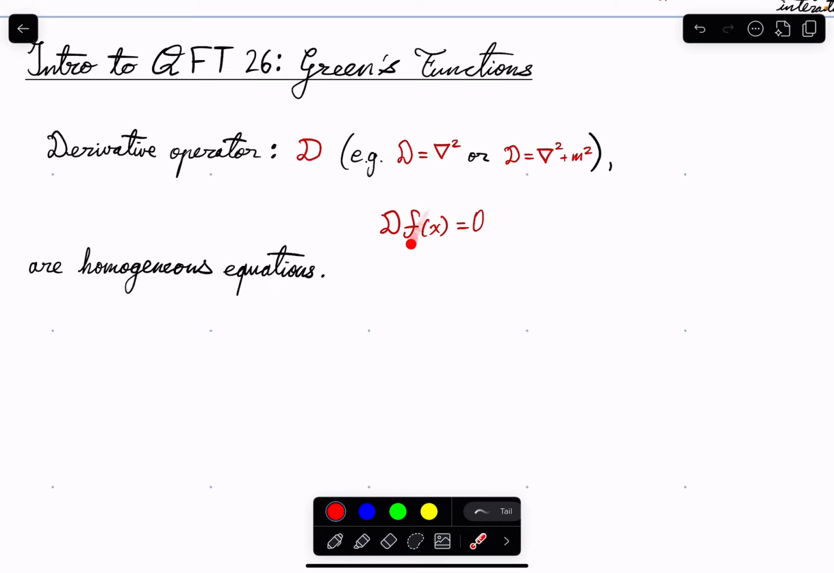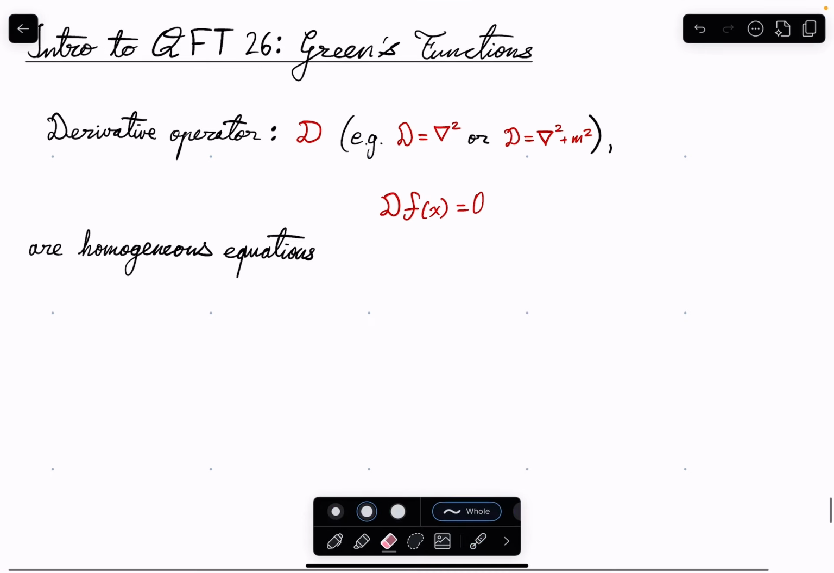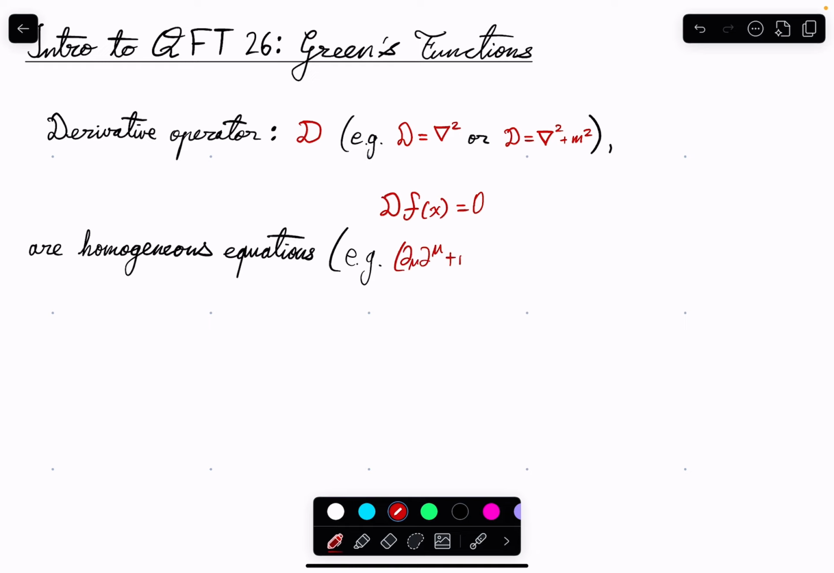An example of this is the free field Klein-Gordon equation. So d mu plus m squared c of x mu equals 0. This is a free field equation. So it's a homogeneous equation, and it means a free field.